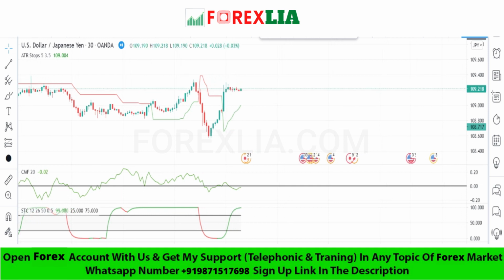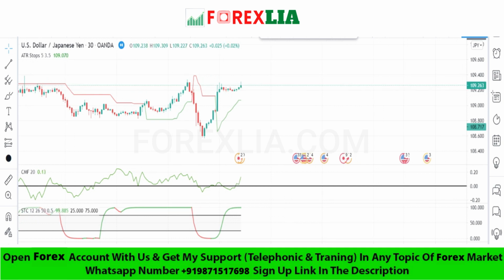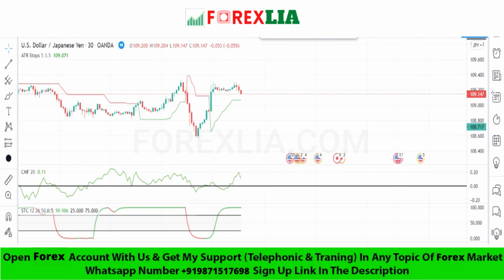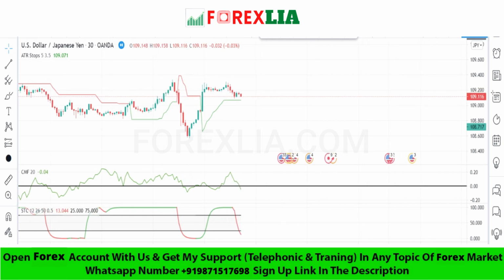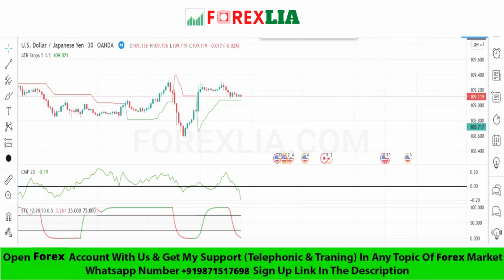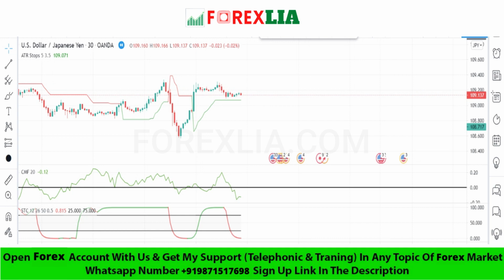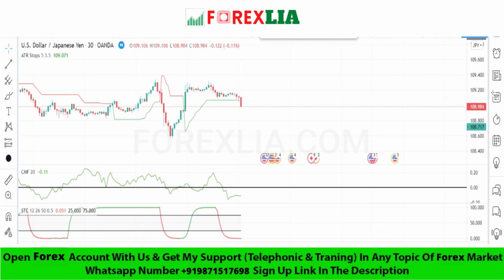ATR Stops indicator below the red line, CMF indicator crosses below the 0 level line, and STC indicator crosses the 30 level line with red color. Then we take a sell trade. Here is the sell signal confirmation, we place a sell trade here.